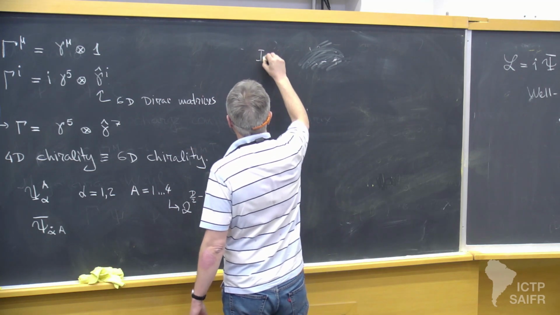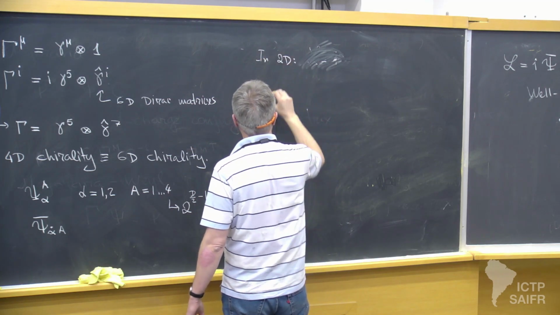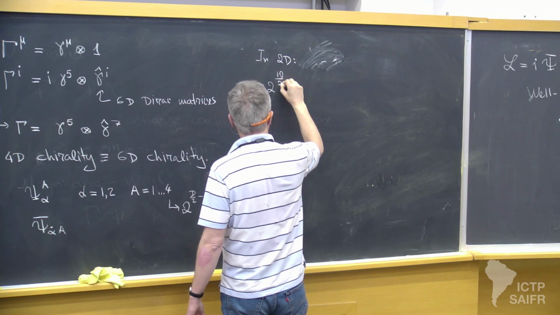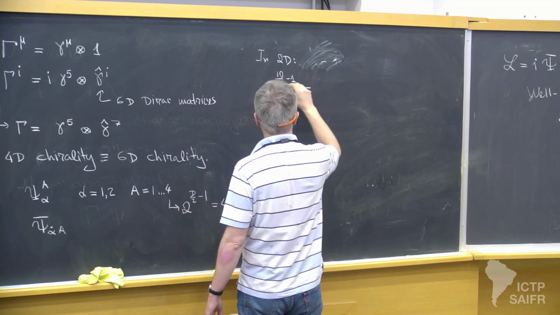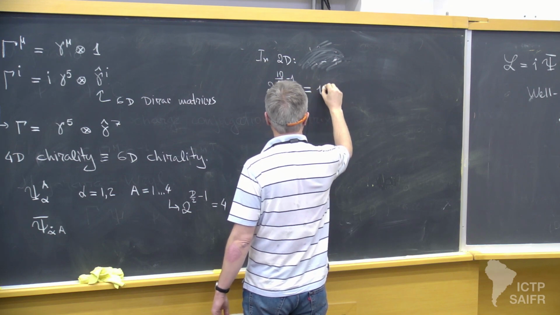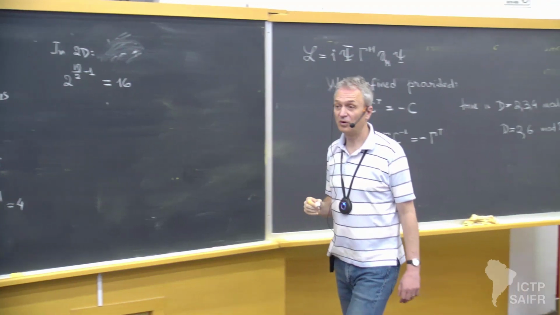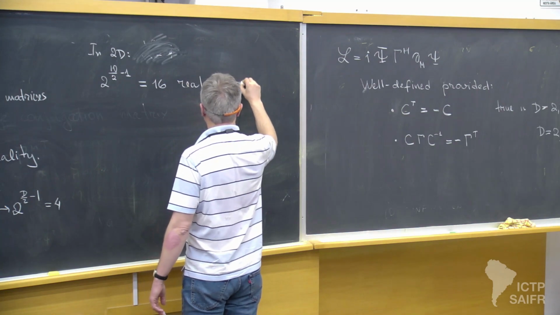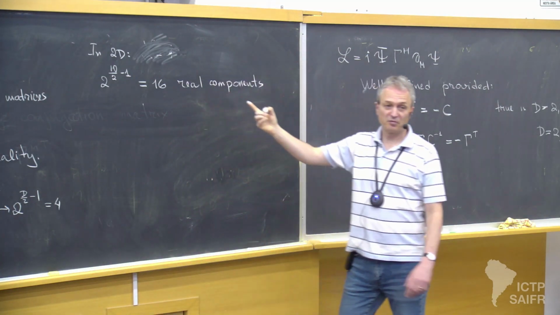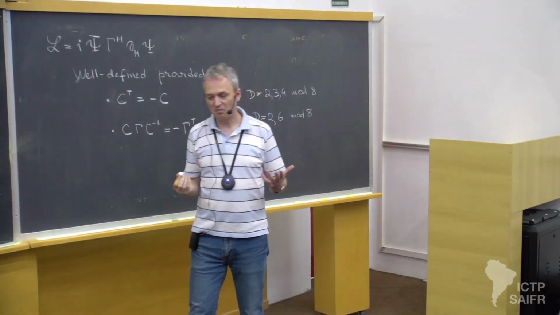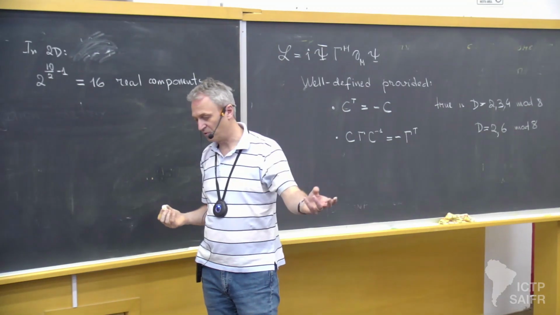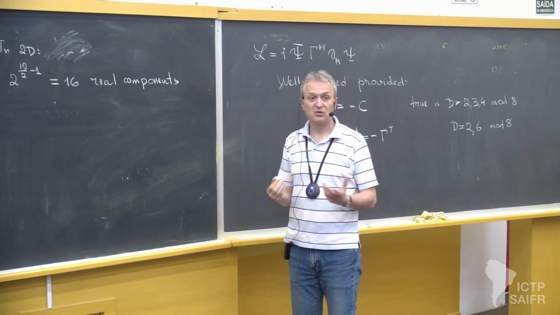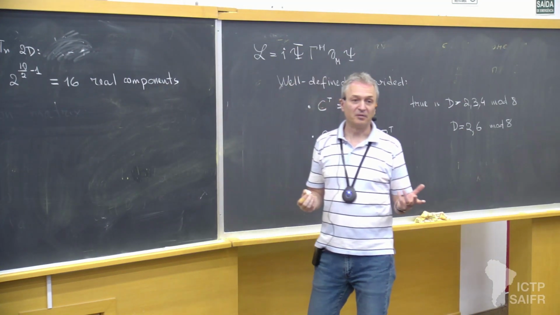So in 10 dimensions, we have 2 to the 10 over 2 minus 1, which is equal to 16 real components. And real because of the Majorana nature of the fermion. In the Majorana Lagrangian, we only use fields and their transposed components. So we never use complex conjugation, so spinors can be considered real.